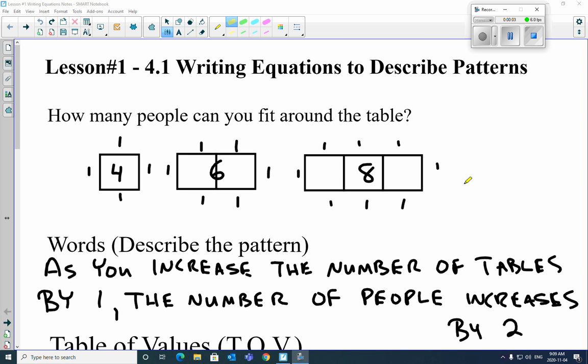Okay, we're going to work on chapter 4 now. We're going to talk about writing equations to describe patterns. Now, writing equations is a really important part of math because it leads into solving with algebra later on. But let's look at this first one here.